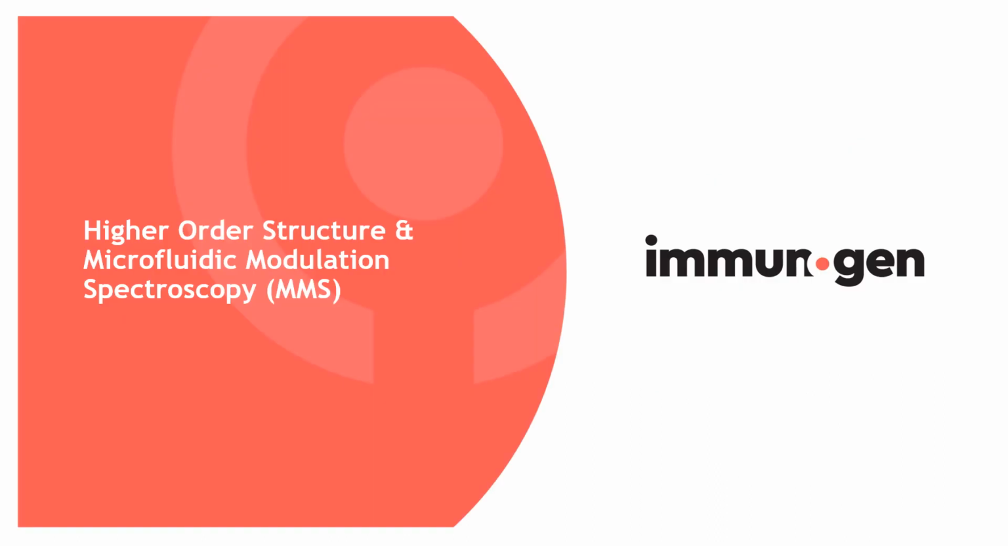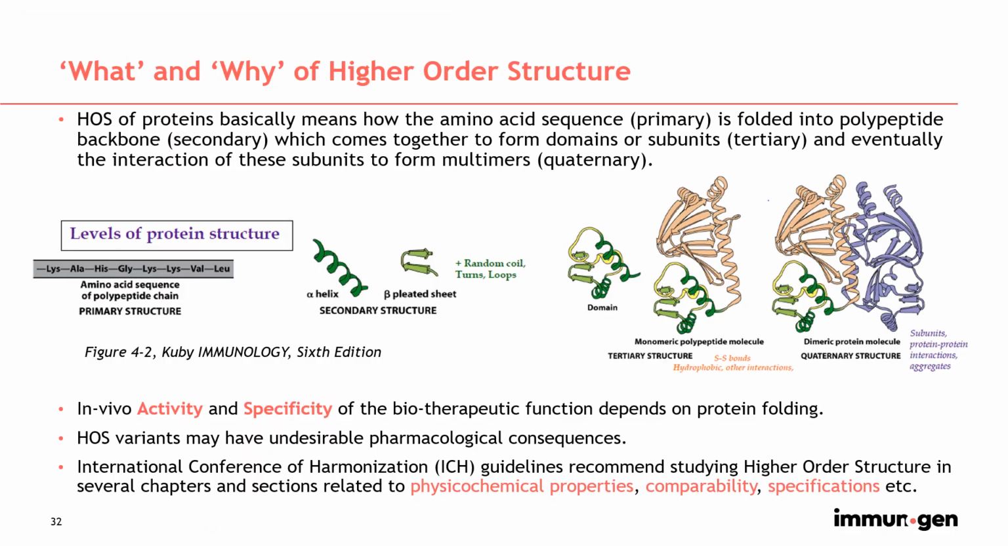Moving on to higher order structure of proteins and microfluidic modulation spectroscopy. So what is higher order structure? Proteins such as antibodies have complex three-dimensional structures derived from the amino acid sequence, which forms the primary structure, which folds to form a secondary structure, or the polypeptide backbone, that has the alpha helices and the beta pleated sheets as the dominant structural motifs.